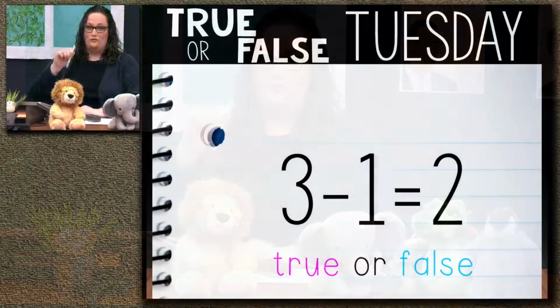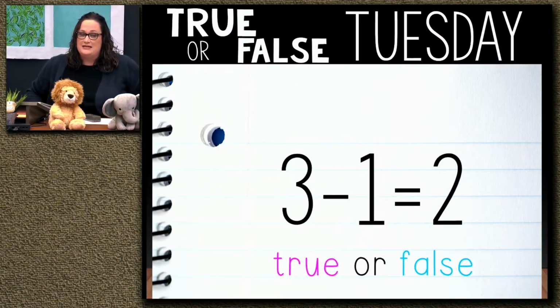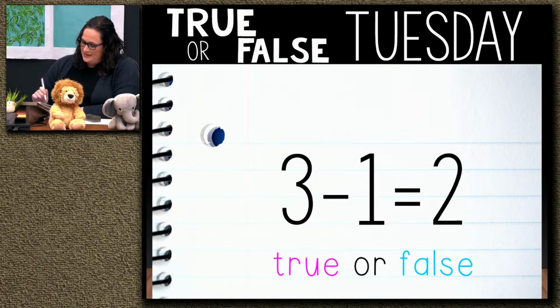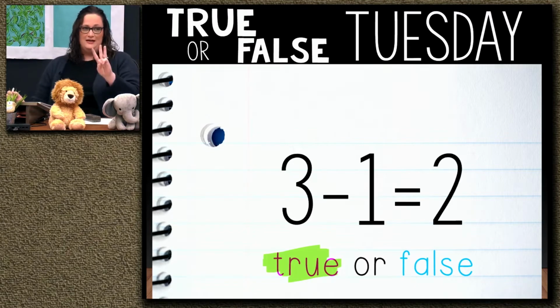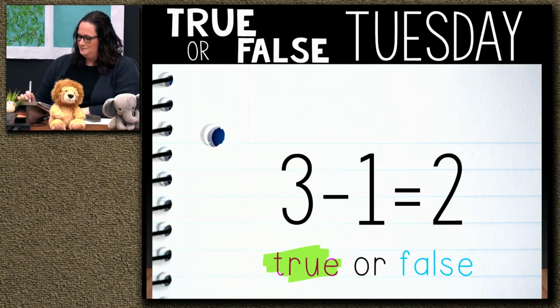Are you ready? Is this equation true or is it false? You give your sound effect. Wait for ours. Are you ready? Oh man, I've got to get a color I like. Here we go. 3 minus 1 equals 2. That is true. If you have 3 and you take 1 away, you have 2 left.